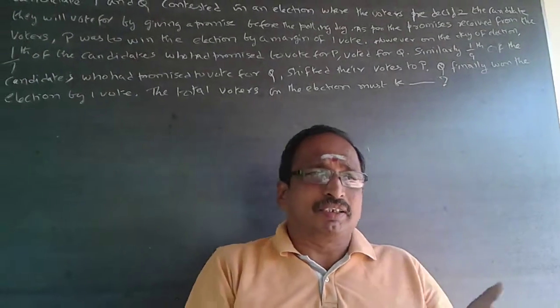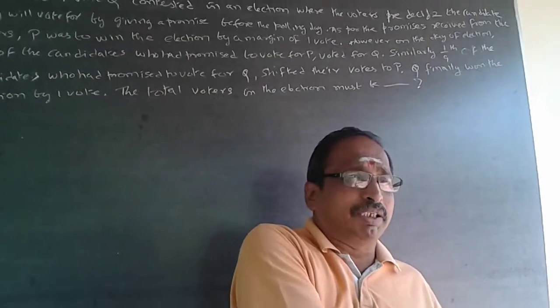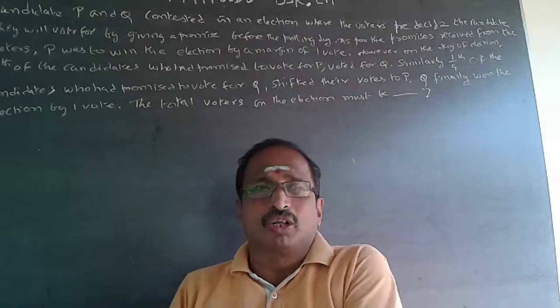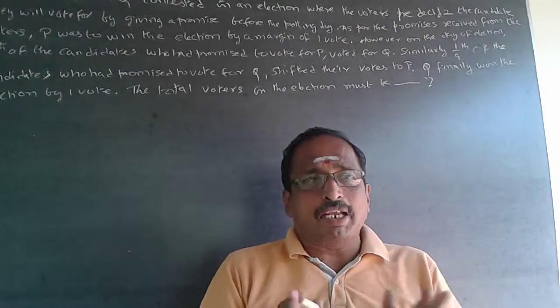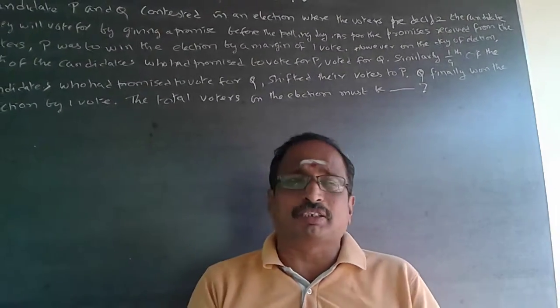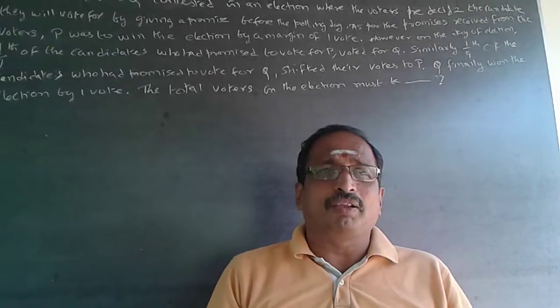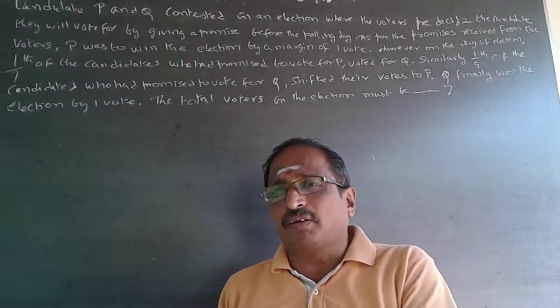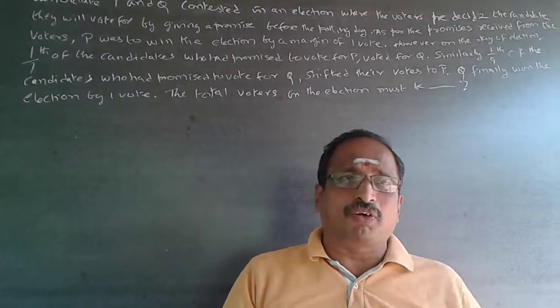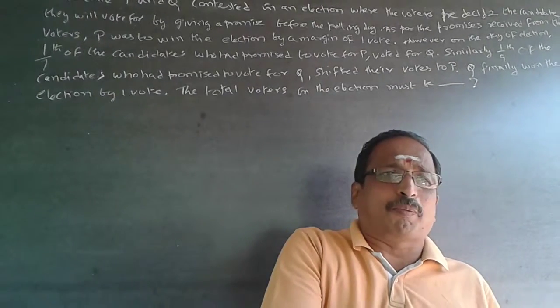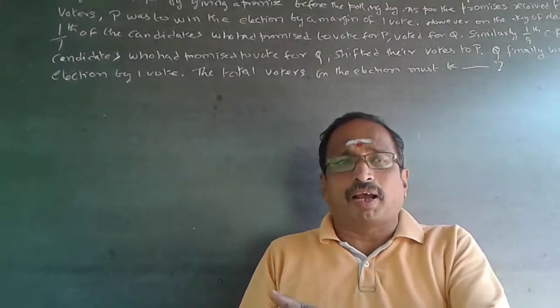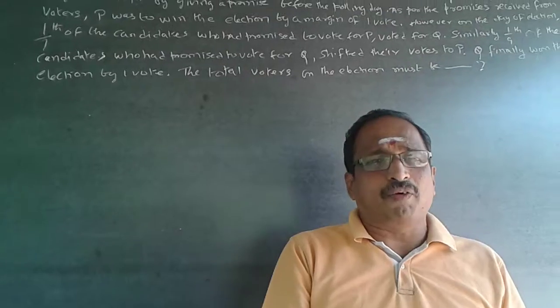See, what happens is the voters decide that this is the person I am going to vote for. So they promise, and as per the original promise, P was supposed to win the election by 1 vote. But on the actual voting day, 1/7 of those who had promised for P voted for Q. Similarly, 1/9 of those who had promised for Q voted for P. Ultimately, it was Q who won the election by 1 vote.